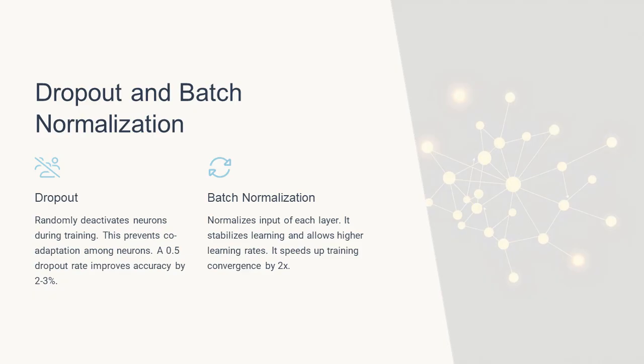And about batch normalization, it normalizes the input of each layer. It stabilizes learning and allows higher learning rates. It speeds up training convergence by 2 times.